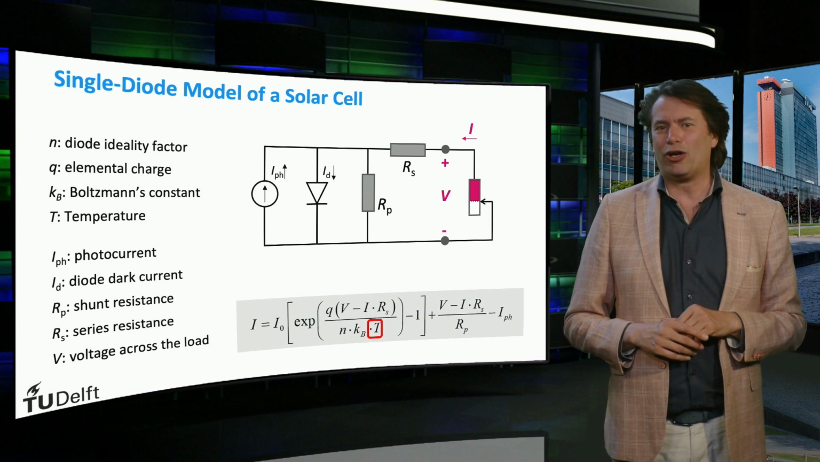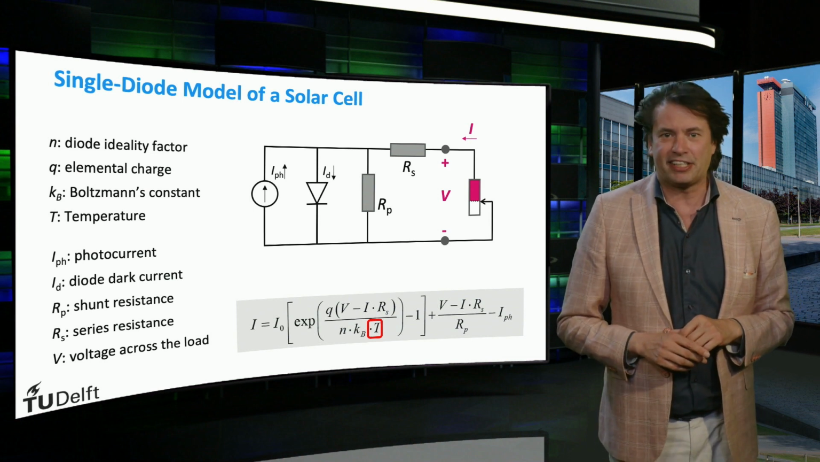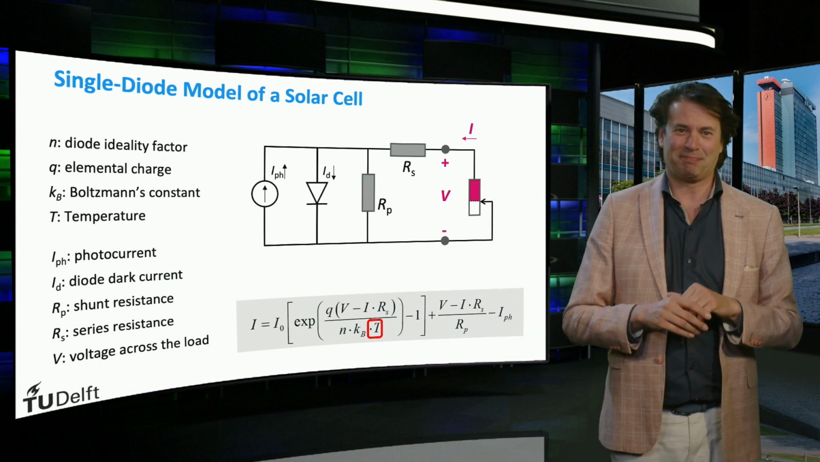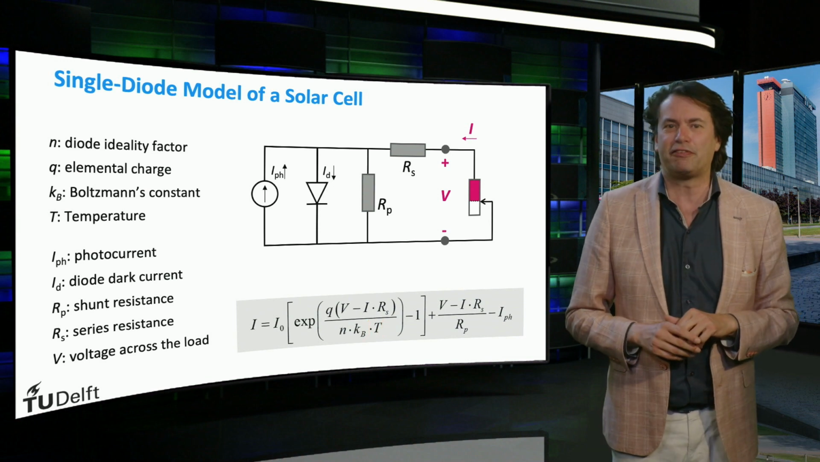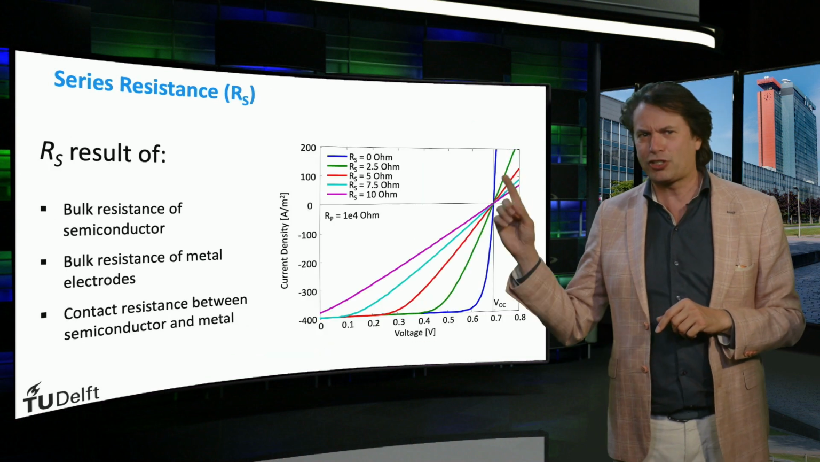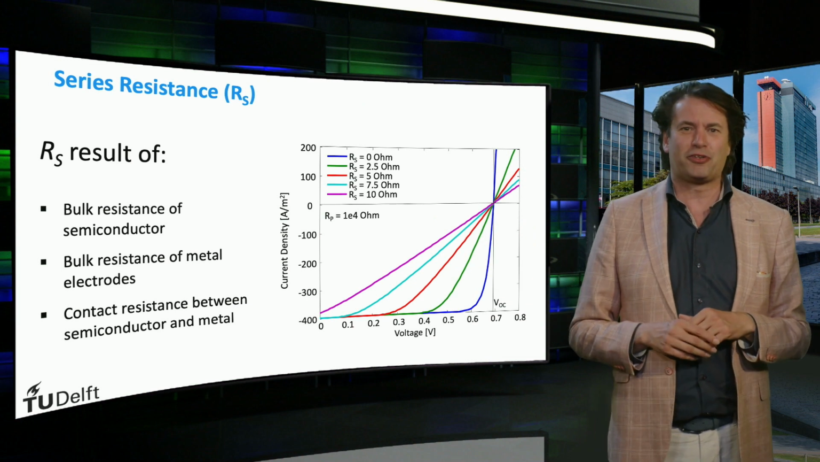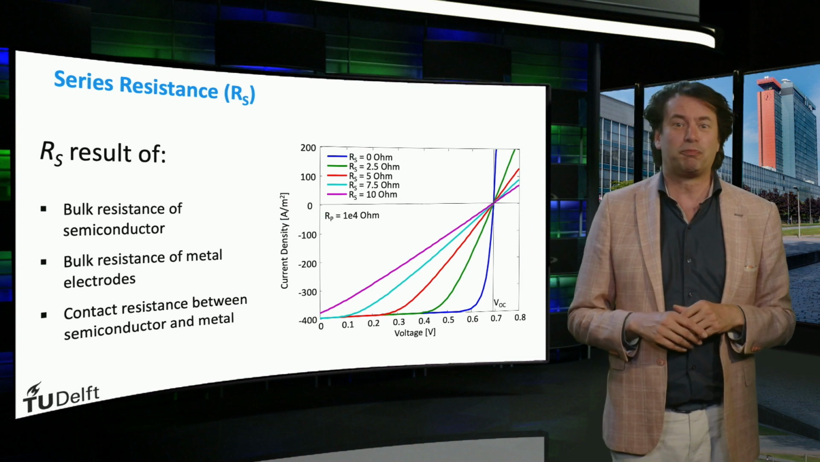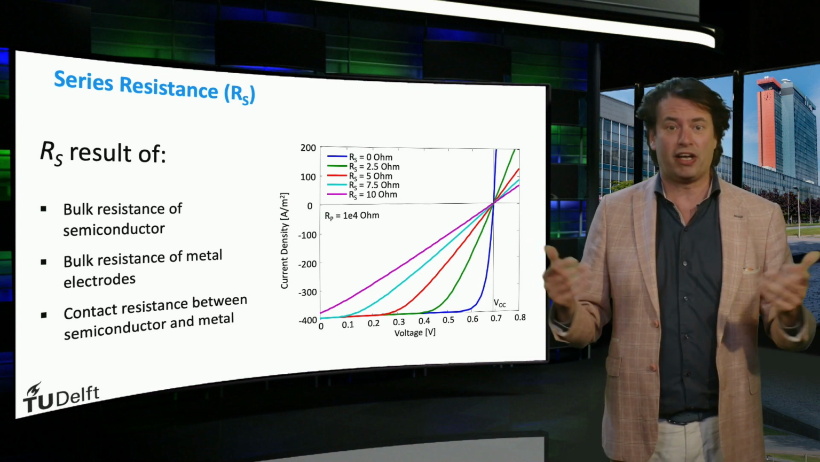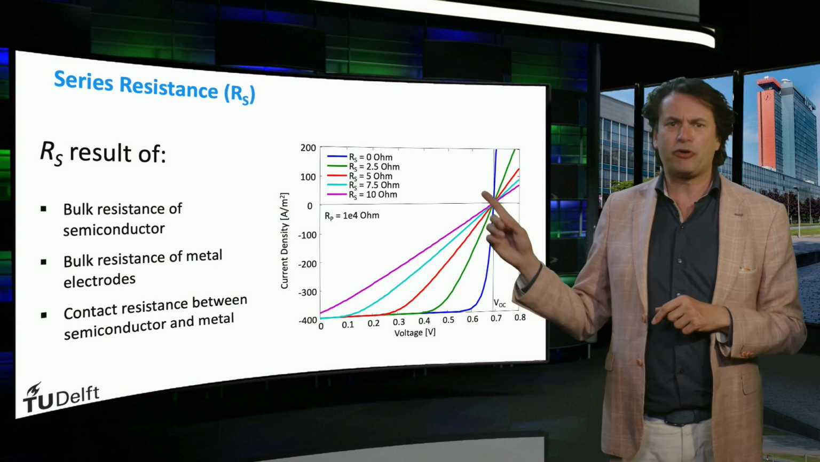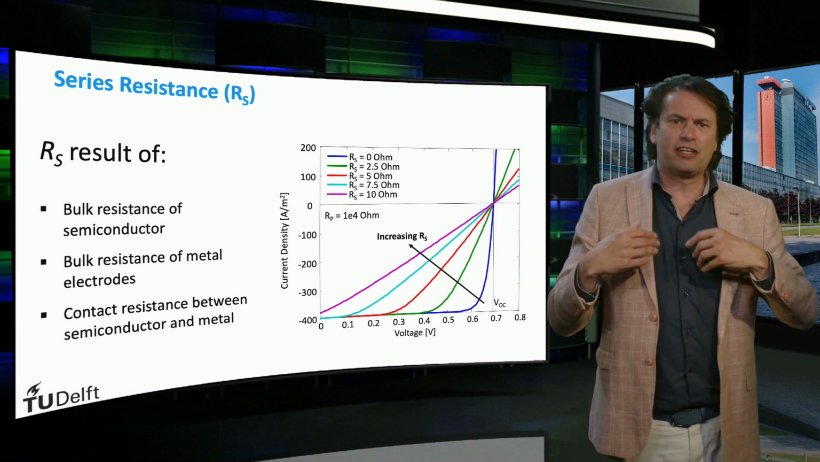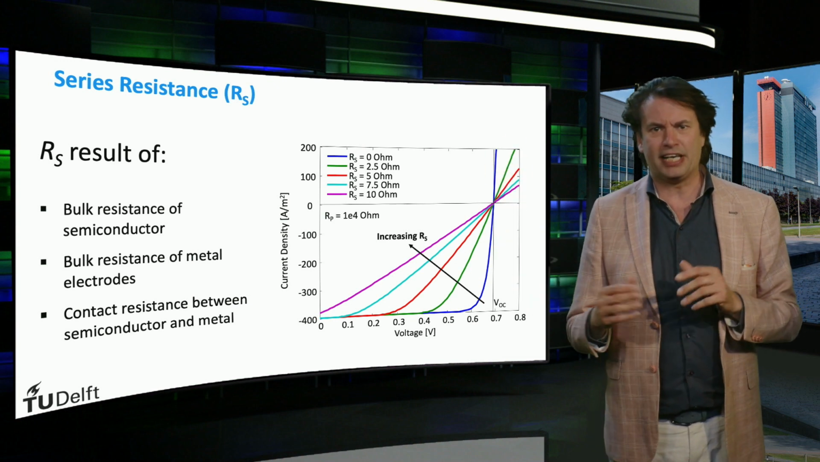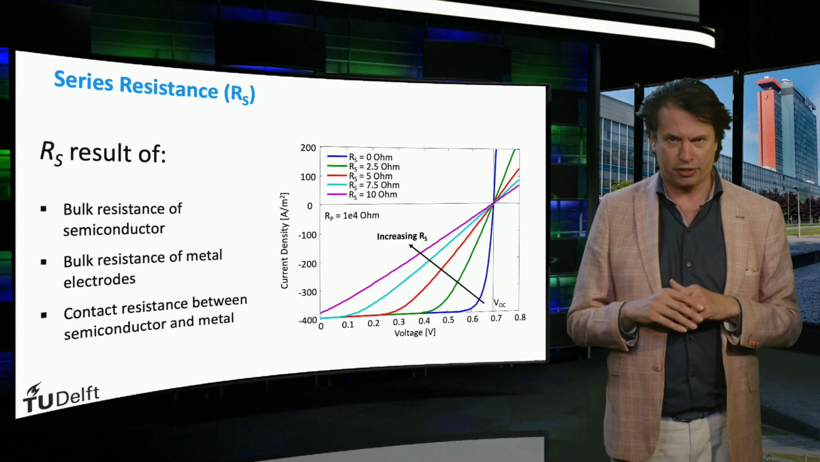So let's take a look at how the JV characteristics of a solar cell can be affected by the resistances. First, let's examine the series resistance RS. RS is caused by the bulk resistance of the semiconductor materials and the metal electrodes. The contact resistance between the semiconductor and the metal also influences RS. You can see from this plot that as we increase our RS from 0 up to 10 ohms, the solar cell goes from a diode characteristic to an almost linear characteristic.